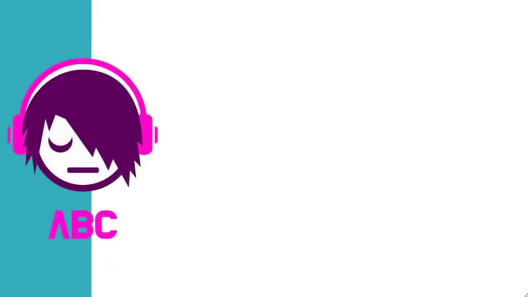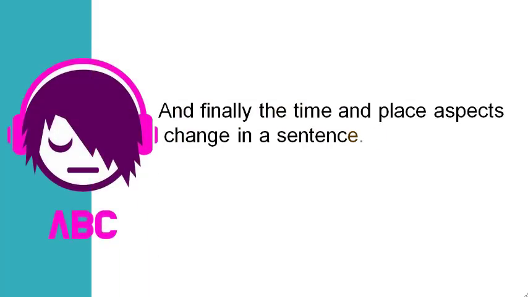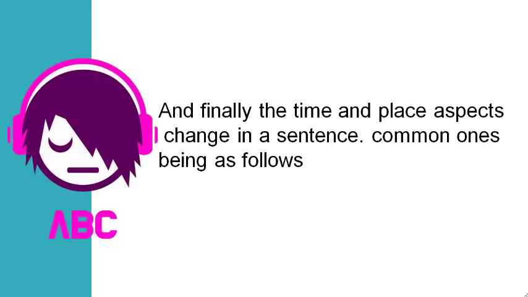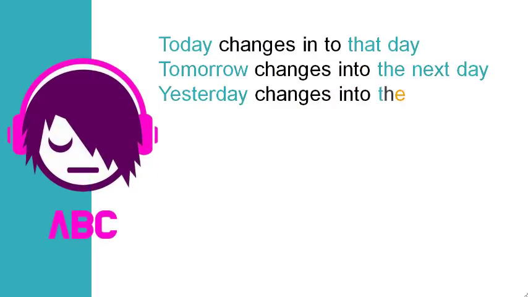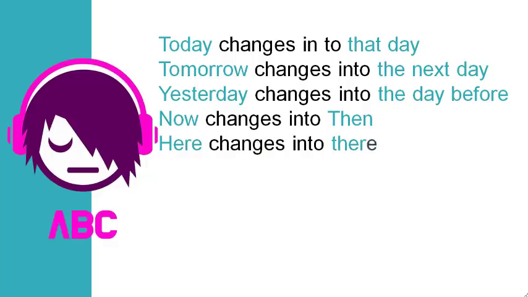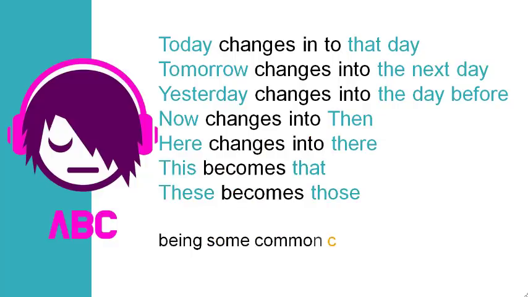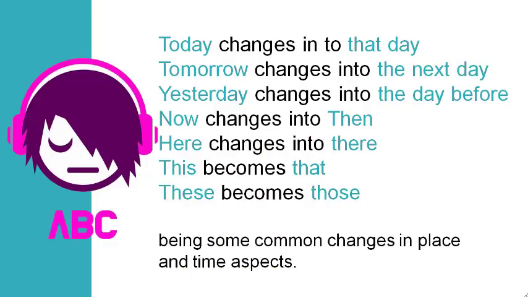And finally, the time and place aspects change in a sentence, common ones being as follows. Today changes into that day. Tomorrow changes into the next day. Yesterday changes into the day before. Now changes into then. Here changes into there. This becomes that. These become those. These are some common changes in place and time aspects.